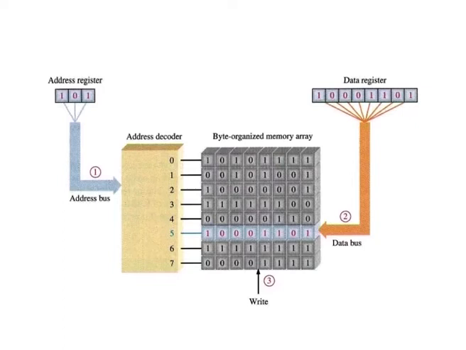When a new data byte is written into a memory address, the current data byte stored at that address is overwritten, that is, replaced with a new data byte.